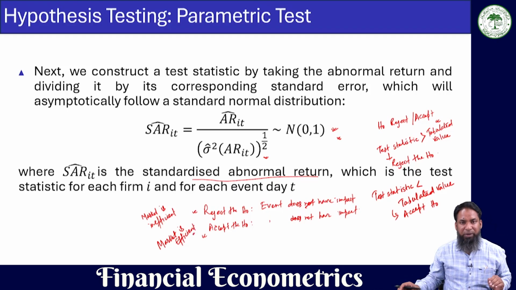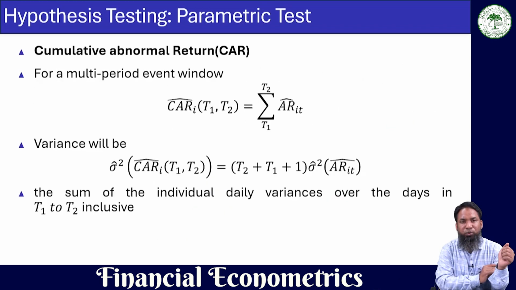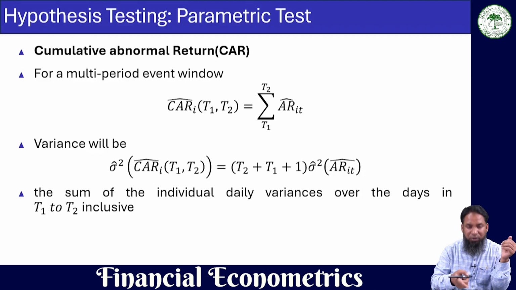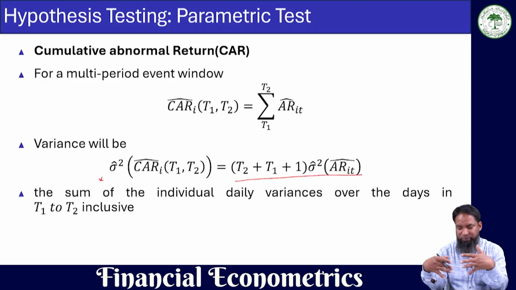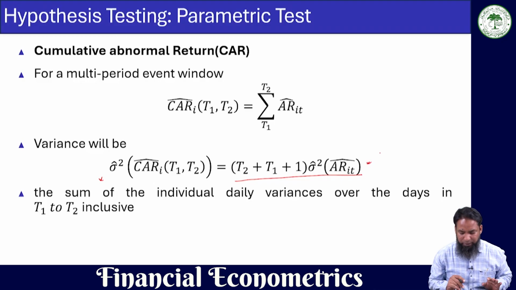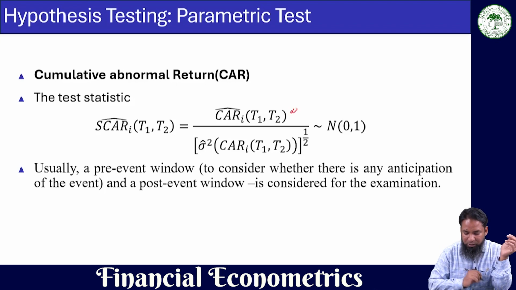So, this is the one example we have taken. We can take another example of the abnormal return. For example, here we are calculating the cumulative abnormal return. For this we can calculate the variance using this particular formula, which is nothing but the sum of the individual daily variances over the days inclusive of T1 and T2. So, we are doing a summation of that. Once we calculate the variance, then using the same formula, the cumulative abnormal return divided by the standard deviation of the cumulative abnormal return, we can formulate the test statistic.